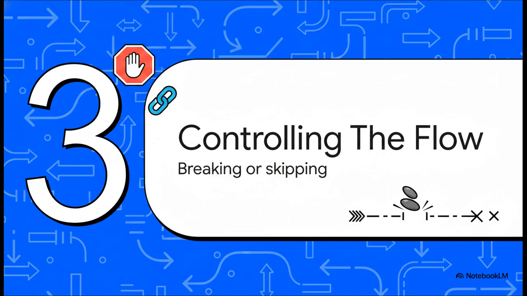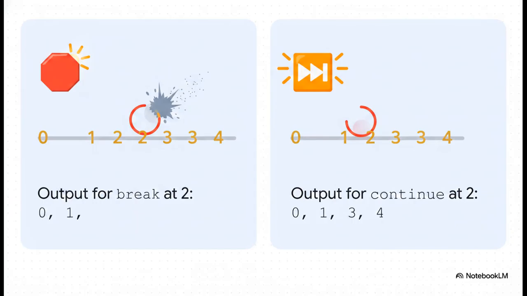All right, so going through a whole list is great. But what if you don't want to? What if you find what you're looking for early, or you want to skip over certain items? Well, that's exactly what flow control is for. This lays it out perfectly. Break is your emergency brake. The second your code hits a break, the loop is done. It stops immediately. Continue is different. It's more like saying, skip this one.